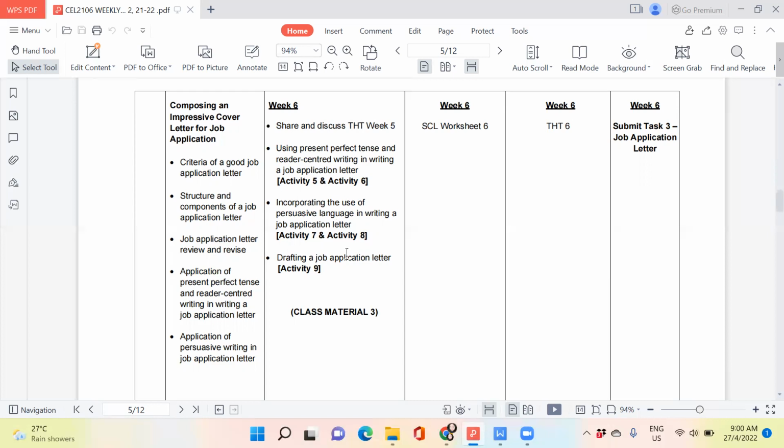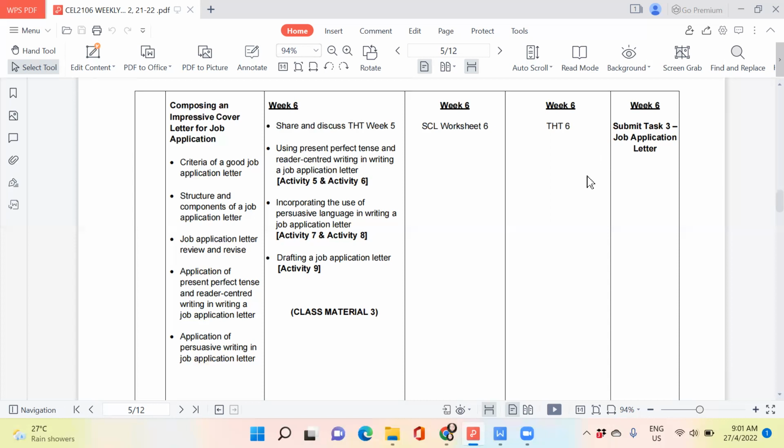Now, before I forget, you have to complete your ICR worksheet 6. The deadline is latest by this Sunday. And then by this week, actually, you have to submit your task 3, your job application letter. But I think I'm going to extend it a little bit until the 2nd of May. So you have 2 days extra to complete the job application letter. I'm going to extend it until Monday next week, just before Hari Raya, but I hope you can finish it a lot earlier.